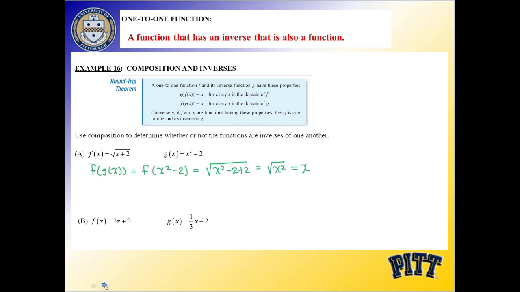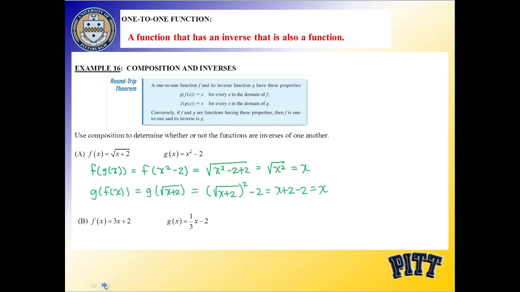So here I'm going to do f of g of x. When I do f of g of x, I replace g of x with x squared minus 2 because that's what it is. I then go to the function f of x, replace the x with an x squared minus 2, which means that the minus 2 and the plus 2 cancel, leaving me with the square root of x squared, and the square root of x squared is x. So it works there.